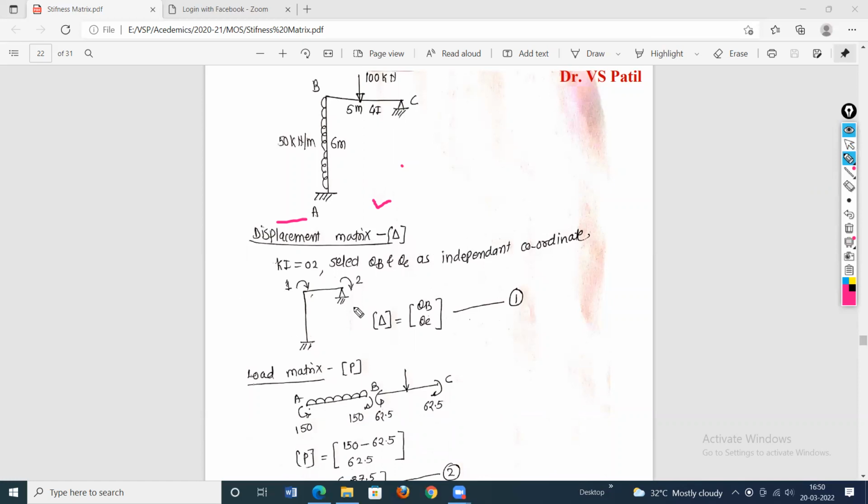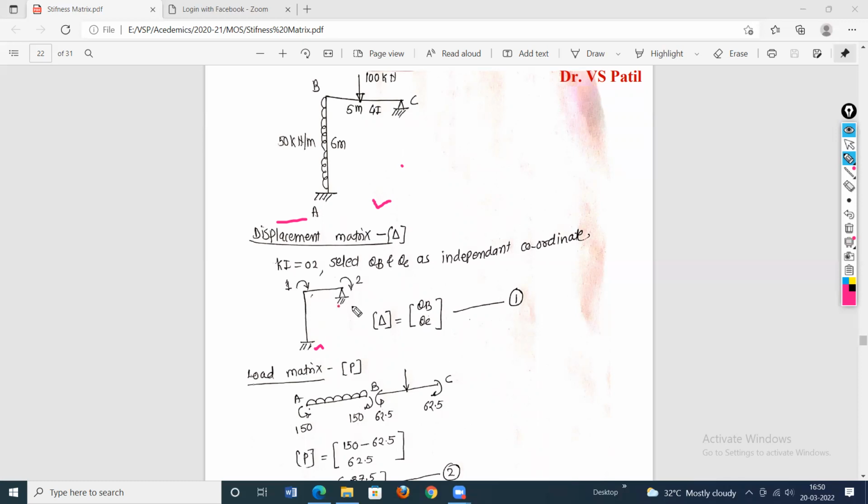Now, first of all, we'll generate the displacement matrix, the delta matrix. To develop the displacement matrix, determine its kinematic indeterminacy. So this is our basic structure. This support A is a fixed support, so the degree of freedom will be equal to 0. Now this is a rigid joint for a 2D frame, so the degree of freedom at this particular joint B is 1, that is a rotational degree of freedom. So theta B is the unknown displacement at coordinate B.